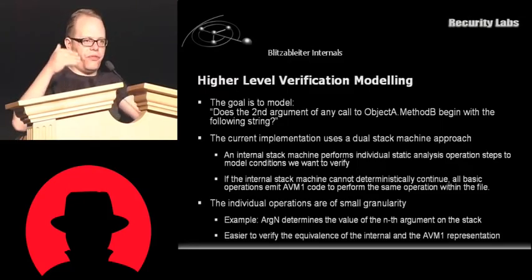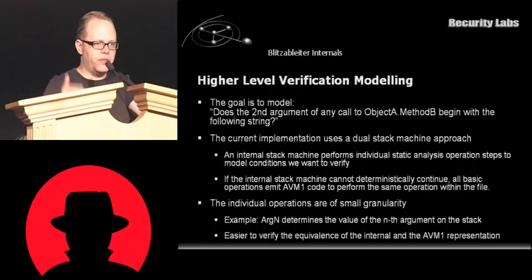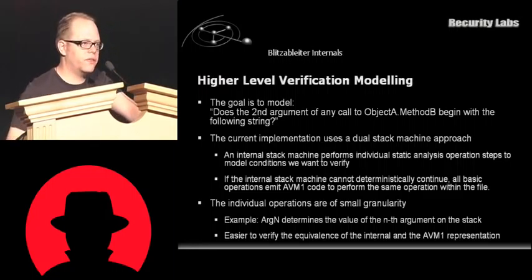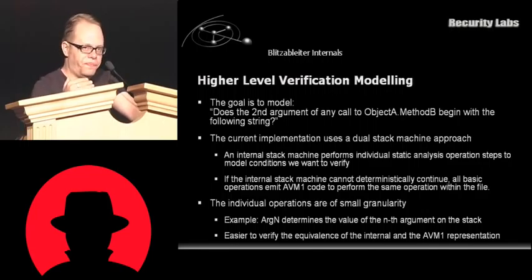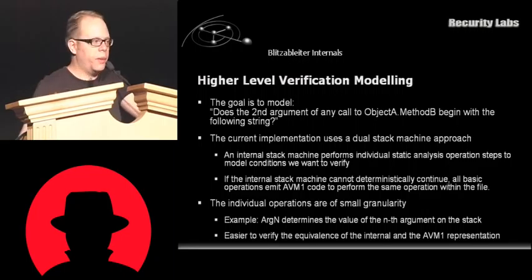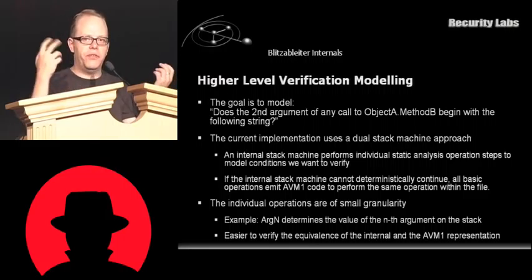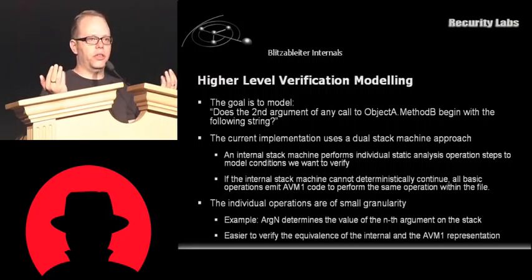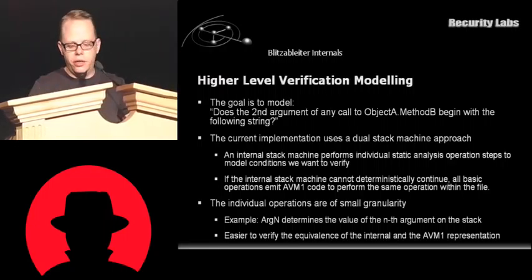If it fails in the execution, so it runs into an undecidable situation regarding the stack state, it stops execution. And we run the same virtual machine again in a different mode where it doesn't actually do static analysis, but emits the AVM1 code that will do the same functionality. In this way, we can keep the individual functions very small, and we can ensure that the static analysis step and the AVM1 code that we emit are functionally equal, because otherwise we run into situations where those two diverge, and then we can get owned.